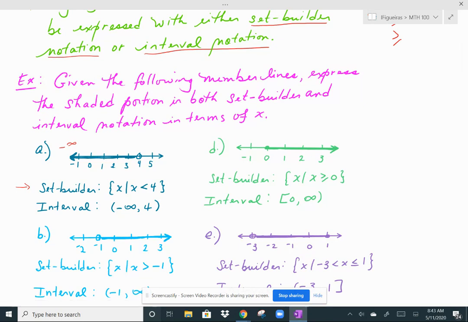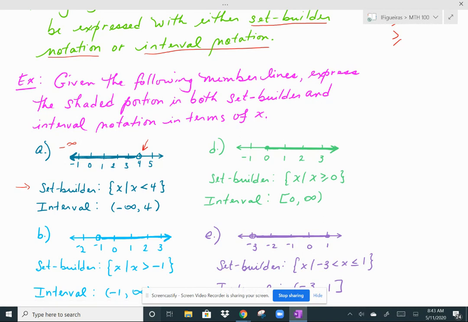And the reason why you know that you're not including 4 is because I have this open circle here, meaning it looks like a point, but it's not colored in. So that means all values really close to 4 are included, but not 4 itself.